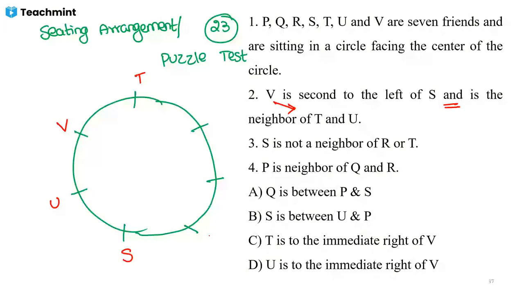P is neighbor of Q and R. So P should be here. Neighbor of Q and R. R cannot be taken here. S is neighbor of R? No, not neighbor of R. So see this.